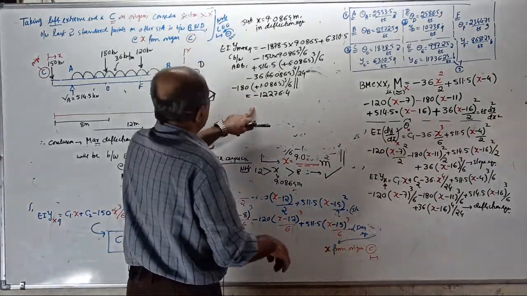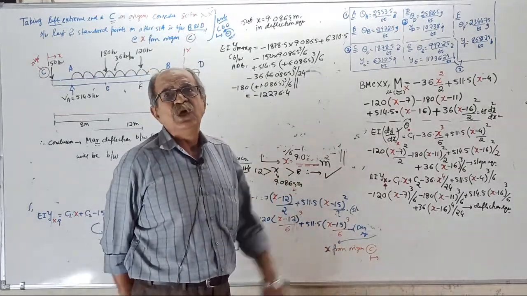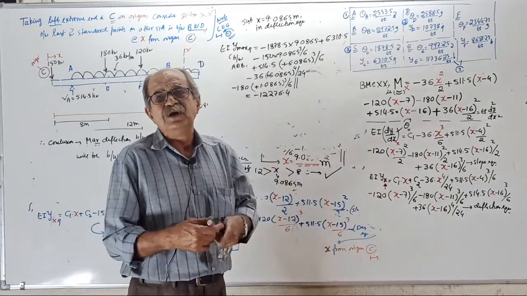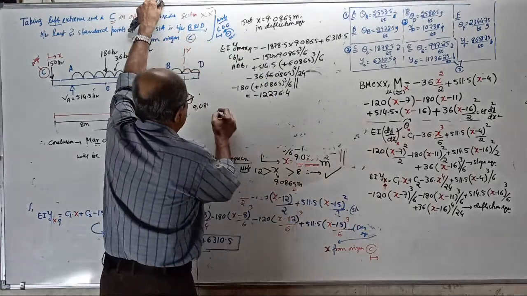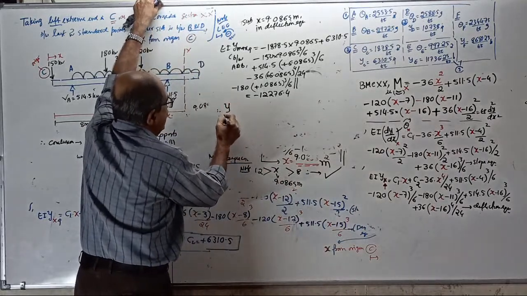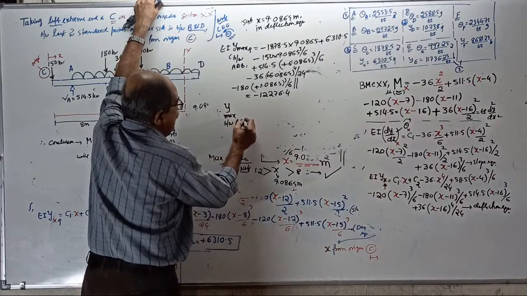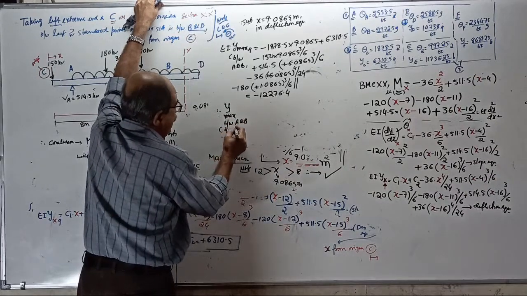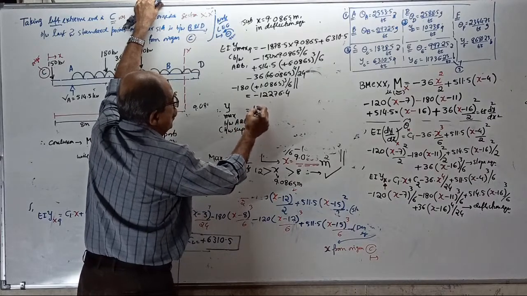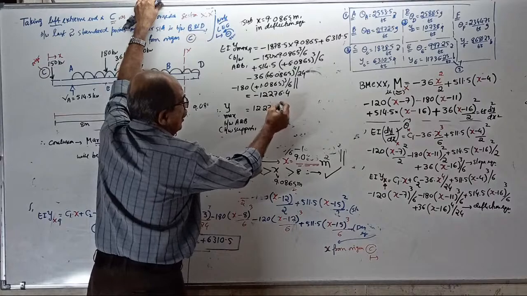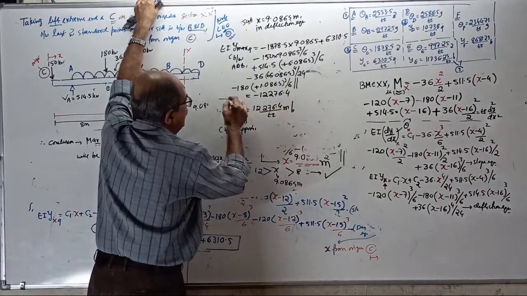Most probably correct. If wrong, we are going for an alternate solution today in the main class at 7:30, where you will once again get the same answer. By chance if the answer varies, I will tell you, go back and correct it. I told you numerical mistake is not a big issue. Therefore y max between A and B or between supports equals 12276.4 by EI meter down is the answer.